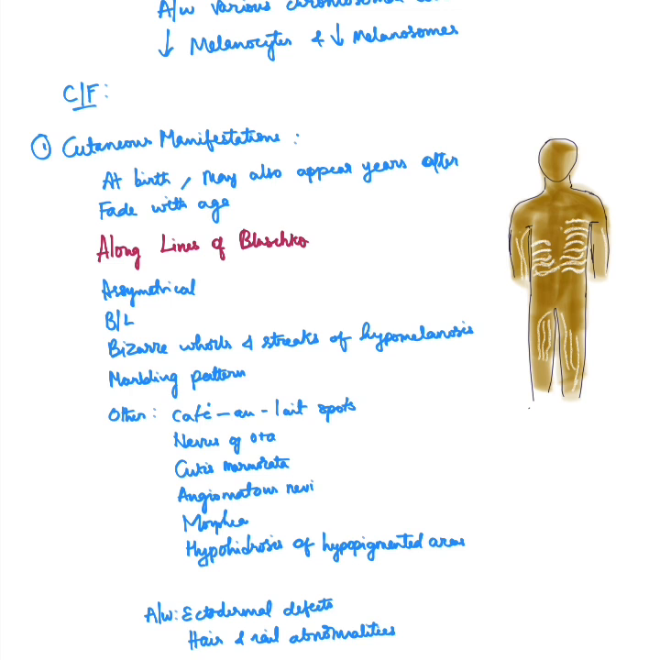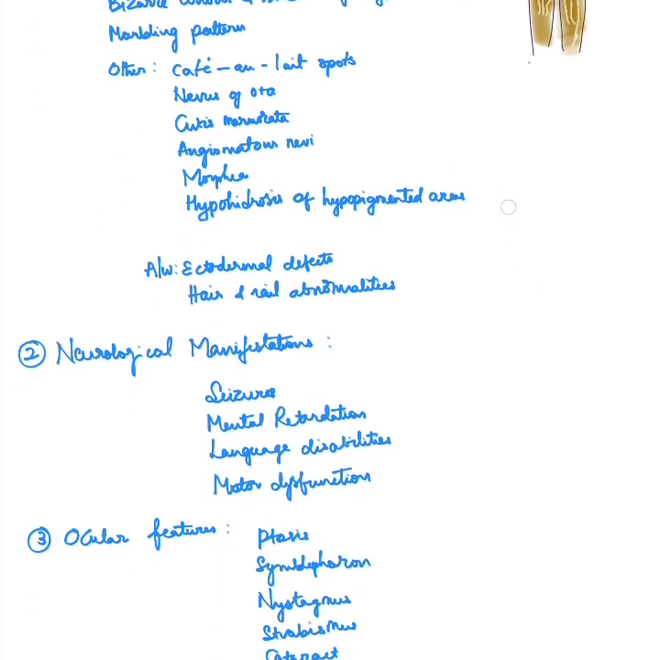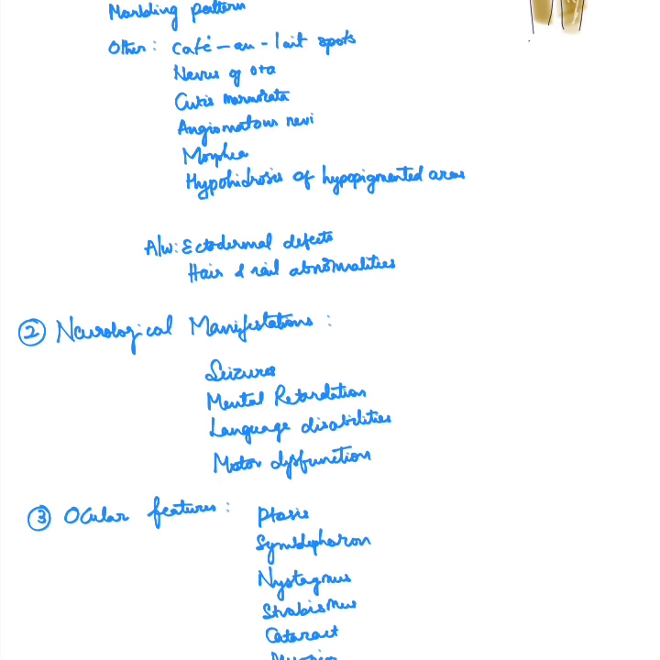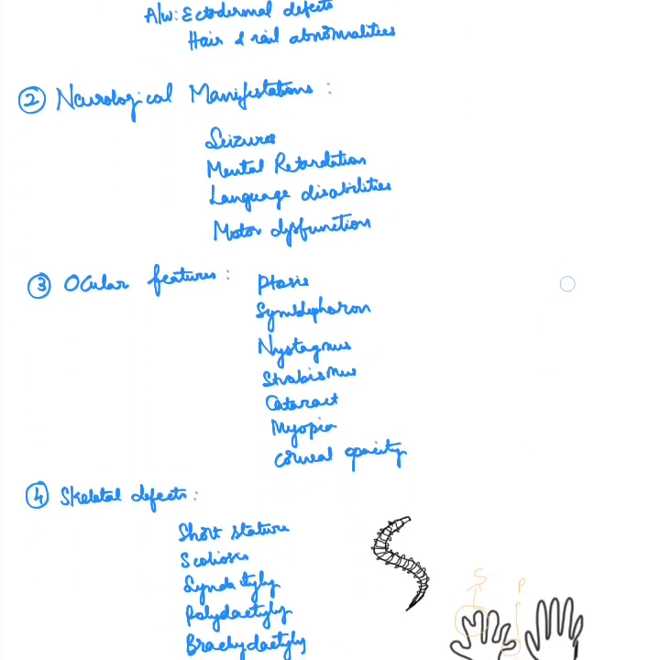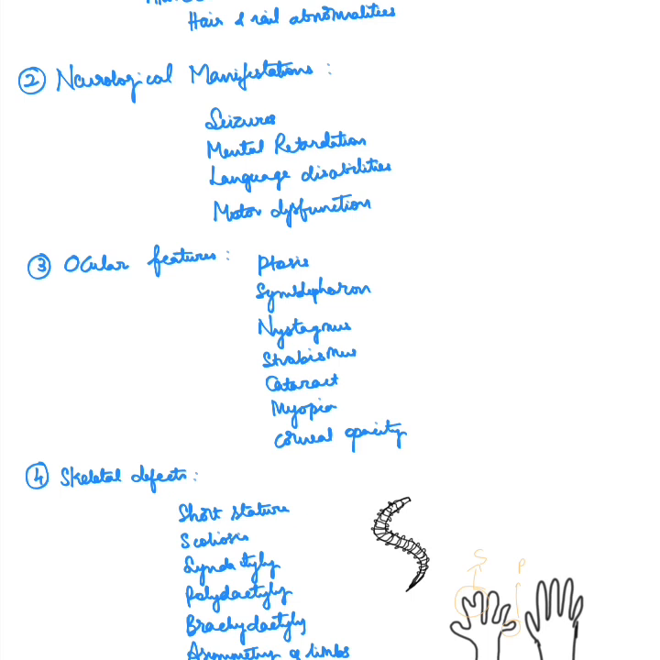And we've also got other features such as café-au-lait spots, nevus of Ota, cutis marmorata, angiomatous nevi, morphea, and hypohidrosis of hypopigmented areas. Along with that, there can also be associated ectodermal defects, and they can involve hair and nail and produce various abnormalities. Coming to neurological manifestations, seizures, mental retardation, language disabilities, as well as motor dysfunction are seen. And ocular features, they present as ptosis, symblepharon, nystagmus, strabismus, cataract, myopia, and corneal opacity.